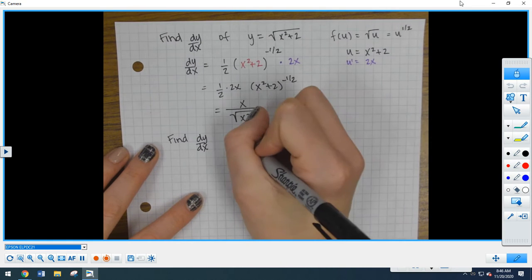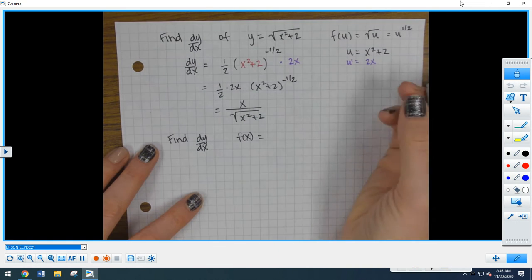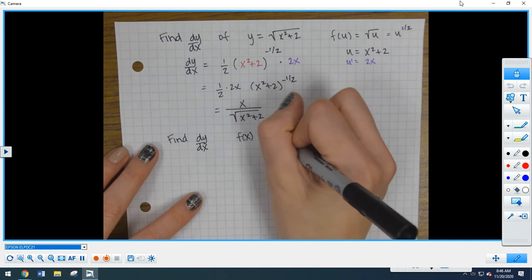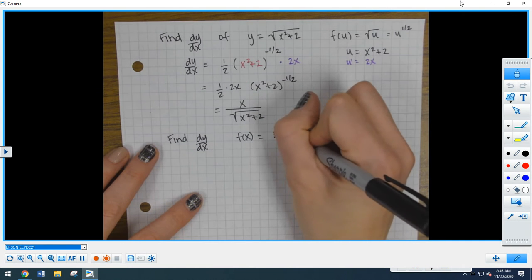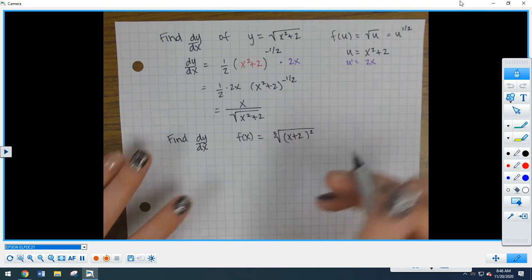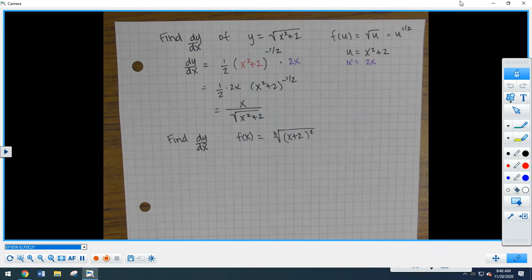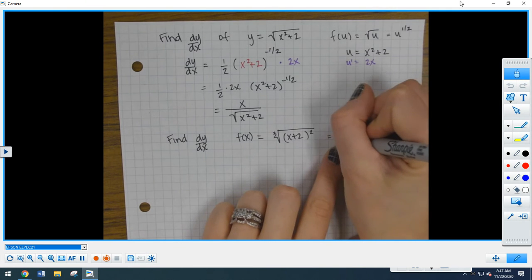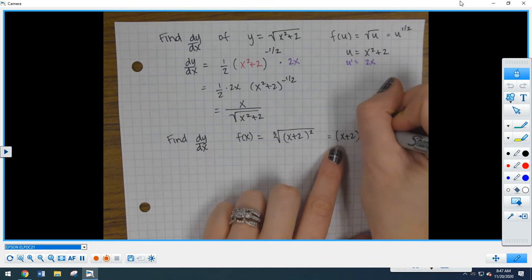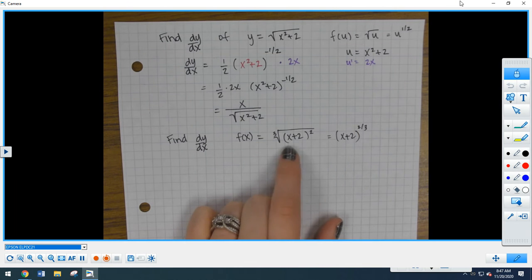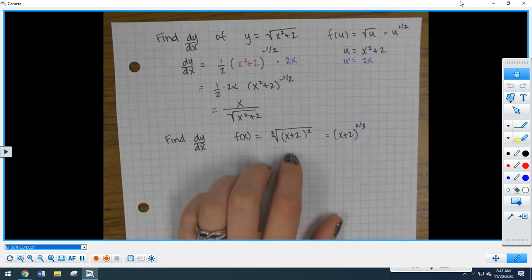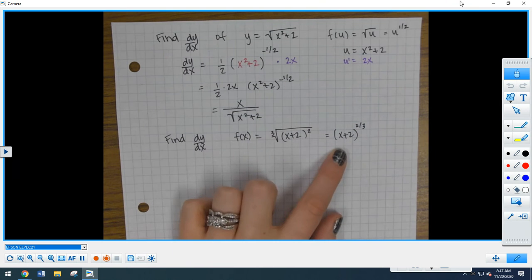Let's say we want to find dy dx of f of x equals, I don't know, let's do the cubed root of x plus 2 squared. Oh man, that's ugly. We don't really like that very much. But we could rewrite that using rational exponents, and it makes it a little bit better. This is going to be x plus 2 to the power of 2/3. Rational exponents, because this is squared and this is a cubed root, it becomes 2/3.